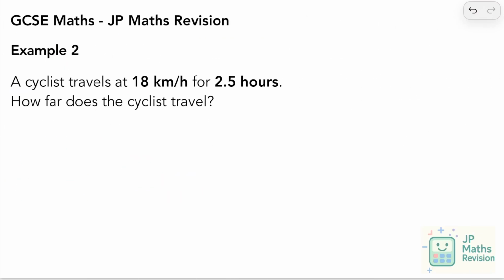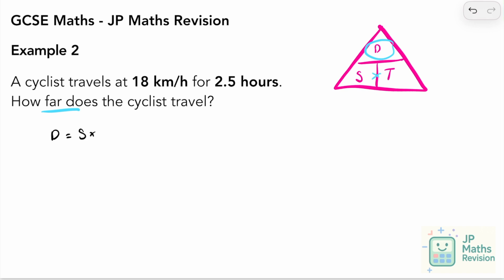Here's another example. So this time a cyclist travels 18 kilometers per hour for 2.5 hours. How far does the cyclist travel? So again, if we use our speed, distance, time triangle, we have speed, distance and time. So this time we're trying to work out distance because how far means what was the distance. So to work out the distance, we're going to times speed and time. So distance equals speed times time.